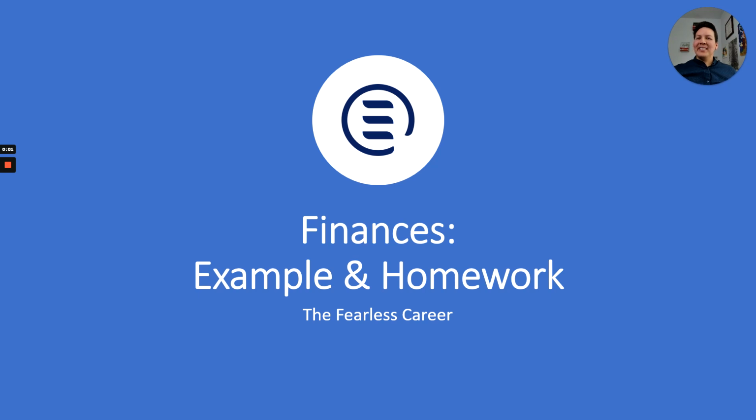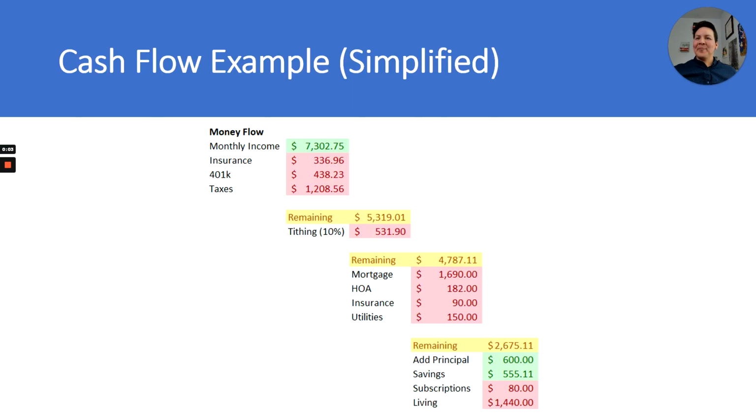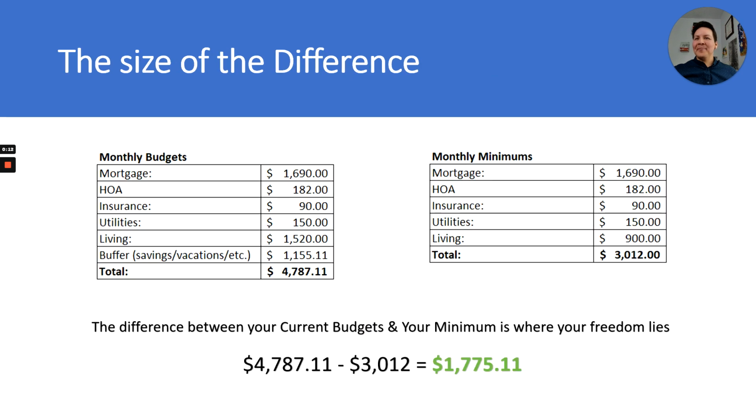Now we'll go through an example and your homework for this section. Here we have the previously simplified cash flow diagram. In short, this right here tells me where my money is going each month. After you have discovered where your money is going, you can take the next step and set budgets. You can also discuss what can be trimmed if necessary.